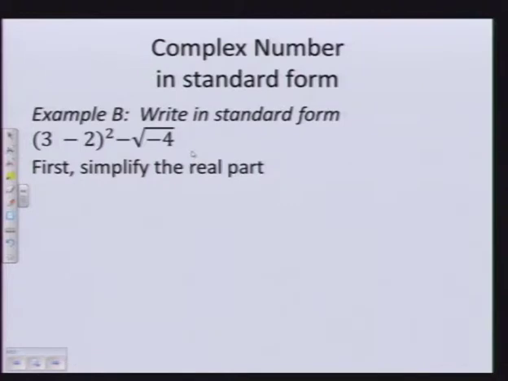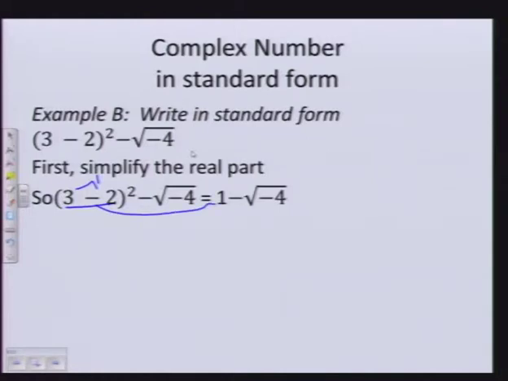We're going to first simplify the real part. Again, notice I've got a standard approach to this. I like to take a look and say, let's do the real part first and then we'll deal with the imaginary part. So basically what happens is we see that if we have 3 minus 2, we know that's going to give us 1. So 1 squared then is just 1.